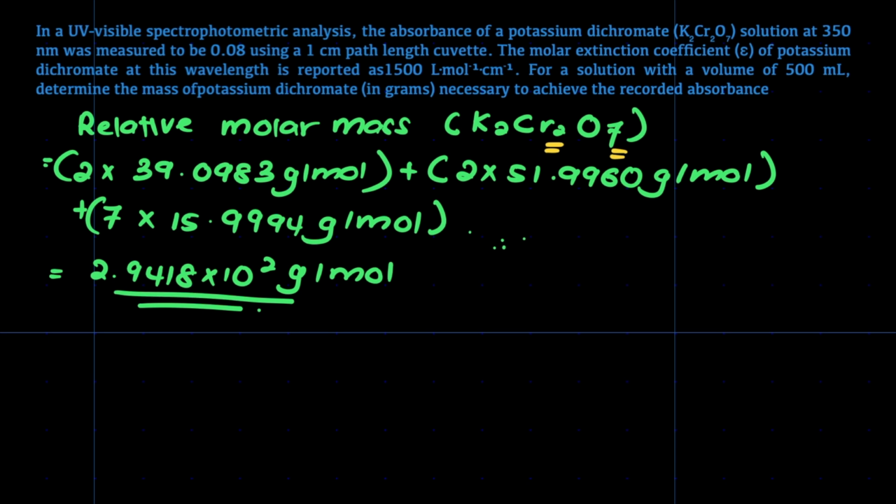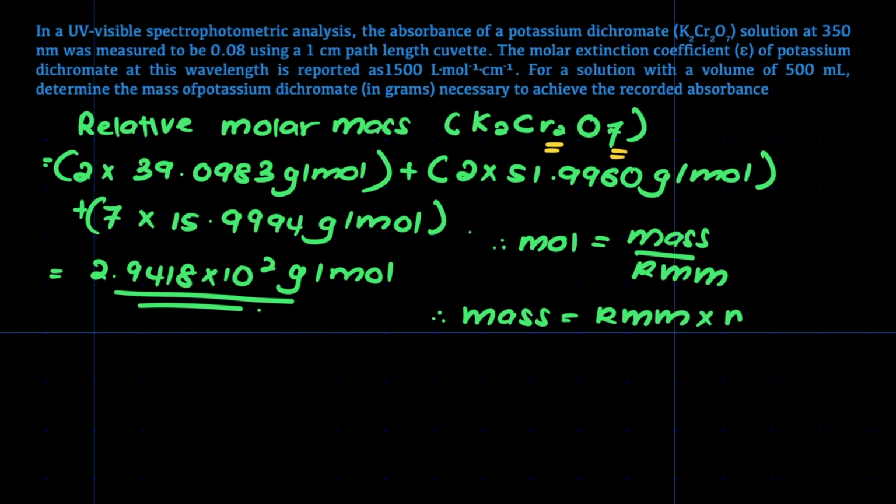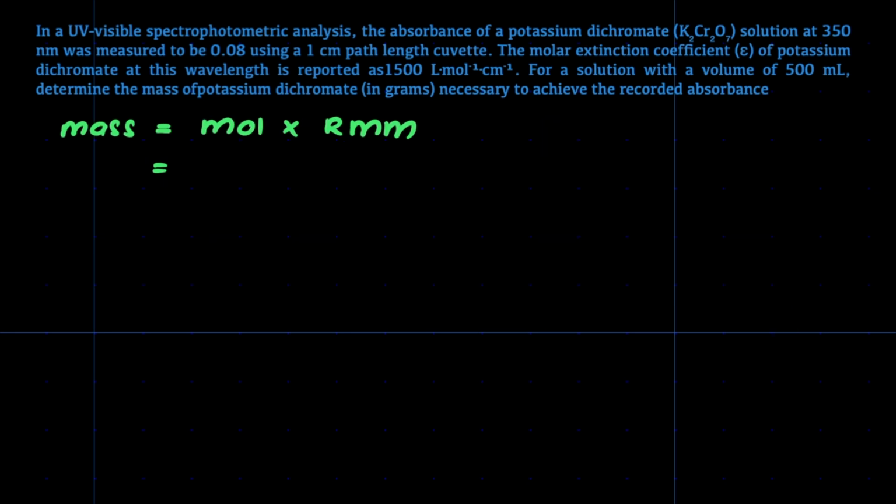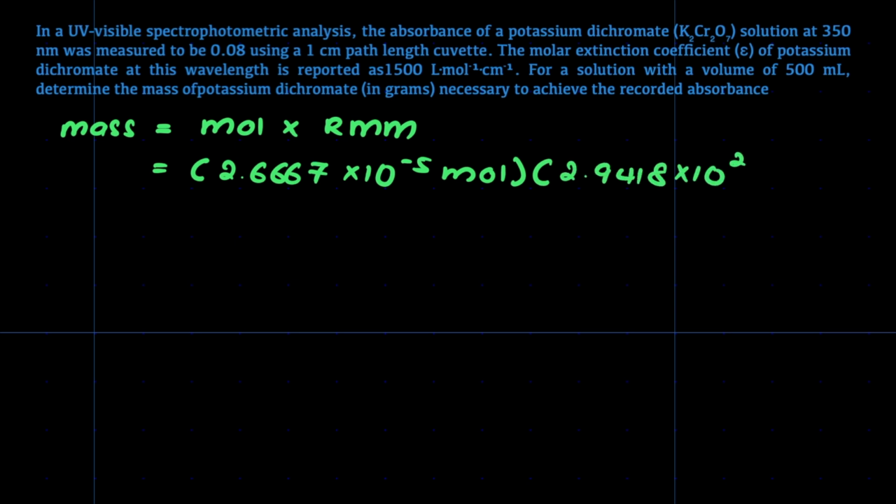Therefore, because you want to find the mass, the number of mole is equivalent to mass over relative molar mass. Therefore, we can say that the mass is equivalent to RMM times your number of mole. Right, so mass is equivalent to mole times RMM. So the number of mole that we have calculated just now is 2.6667 times 10 to the power of negative 5 mole, and your RMM is equivalent to 2.9418 times 10 to the power of 2 gram per mole.